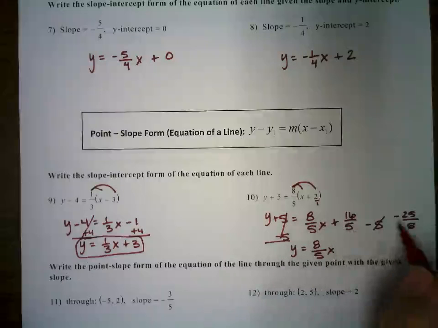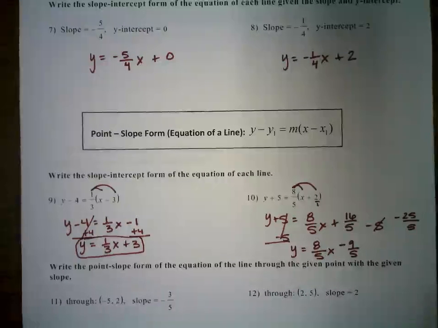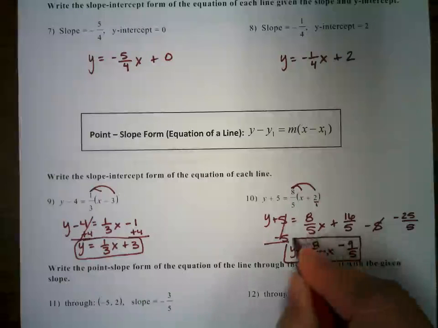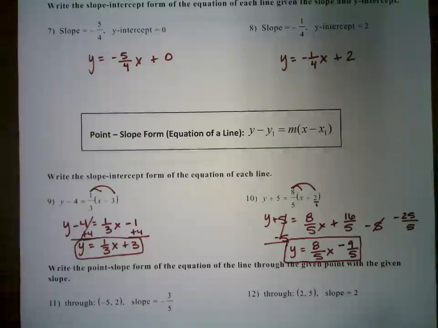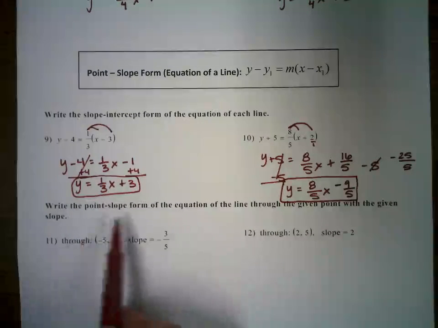So let me replace that with a minus 25/5. So that's the same as a negative 5. And then 16/5 minus 25/5 would be negative 9/5, right? Okay, so here we go in that slope-intercept form, right? Slope-intercept.